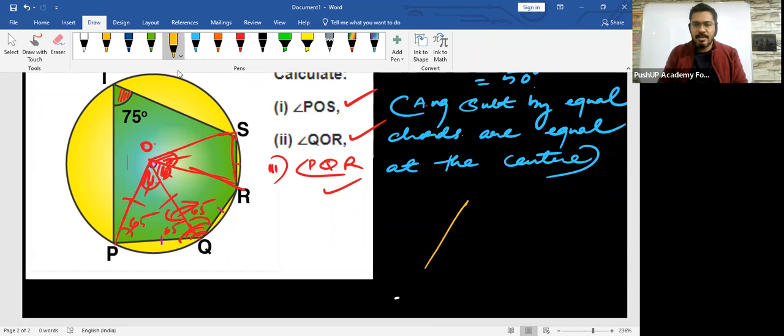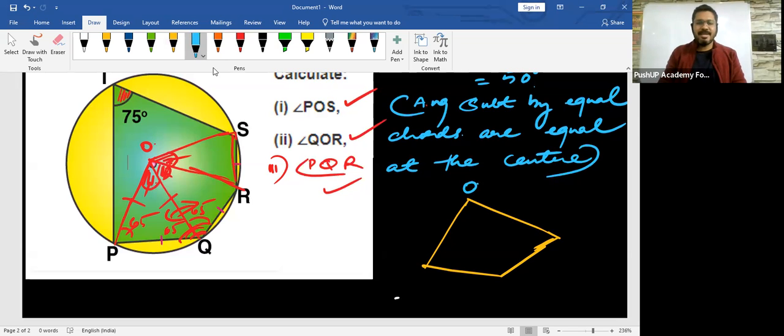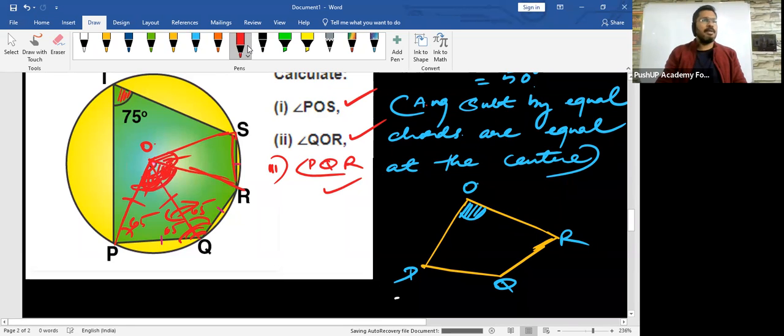But otherwise, if you had just thought it in a different angle, you could have also applied a reflex angle property, children. See this. This is your center, right? This is P. This is Q. And this is what? R. If I ask you how much would have been angle POR? 100 degree. Angle POR, children, this angle. It would have been how much? 50 plus 50, which is 100 degrees.